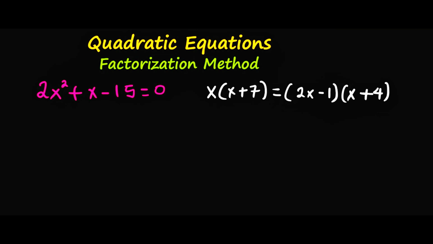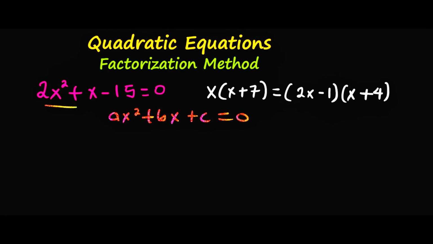In this video, we're going to learn how to use factorization method to solve quadratic equations, and we have two examples. So let us start with the first one. The first thing you need to do is make sure that the equation is in the standard form, that is, in the form ax squared plus bx plus c is equal to 0.